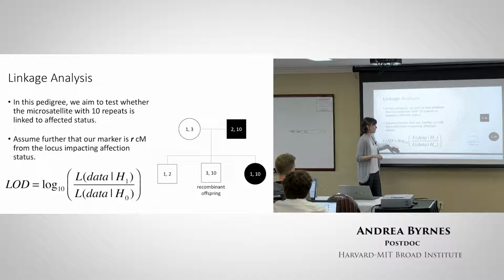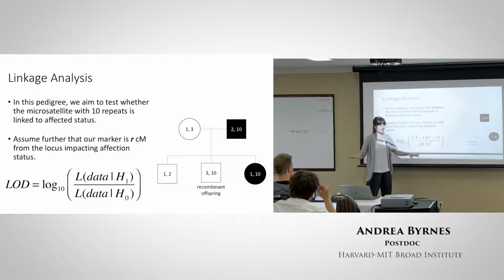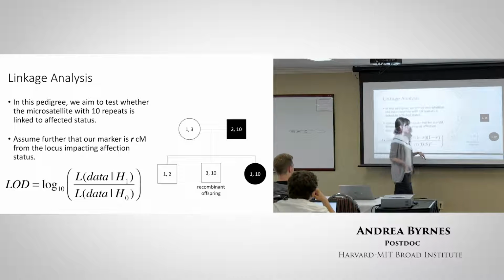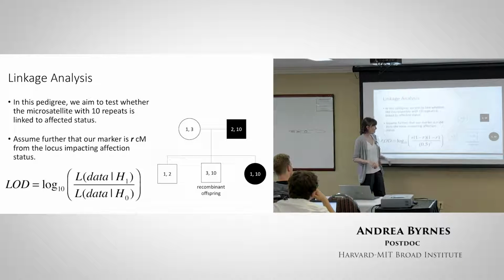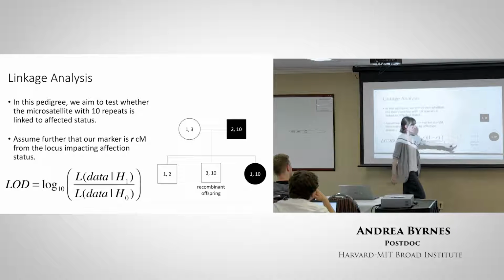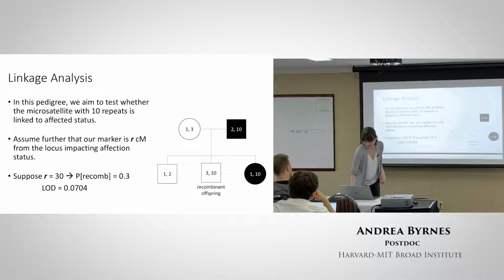The idea is that you take the log base 10 of the ratio of the likelihoods. I made an assumption about how far they are apart, and all I'm doing is saying, okay, under the null, they would be segregating independently. So the probability of seeing each of the phenotype values that I saw is 1/2. And we had 2 non-recombinant offspring and 1 recombinant. So we would end up with a LOD score of 0.07.